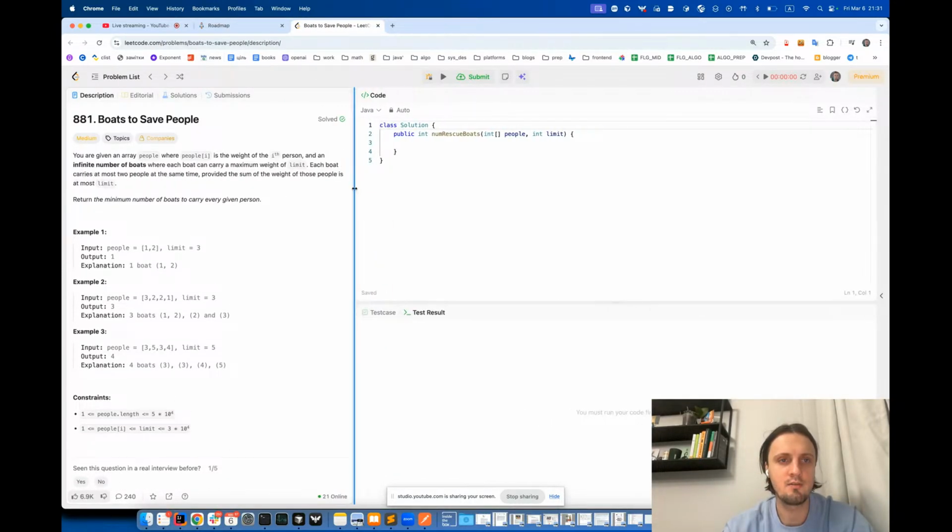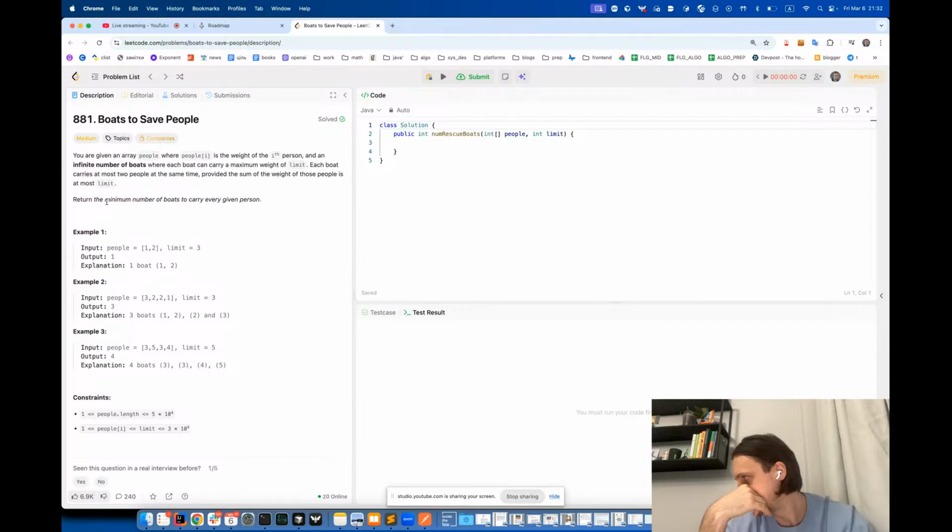Boats to save people. We are given an array of people, where people[i] is the weight of each person, and an infinite number of boats, where each boat can carry the maximum weight of this limit. Each boat carries at most 2 people at the same time, provided the sum of the weight of these people is at most this limit. Okay, so we should return the minimum number of boats to carry every given person. And we are given this number of people. Okay.